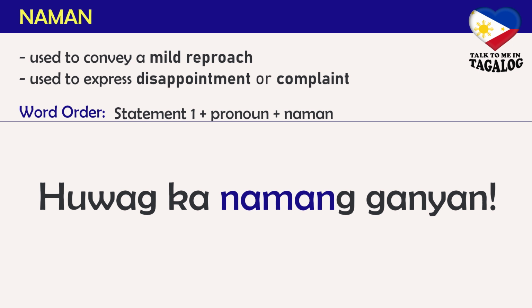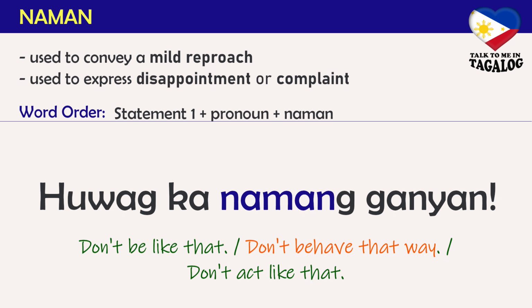Another example, huwag ka namang ganyan. Huwag ka namang ganyan. This sentence is open to different interpretations where the essence is your disapproval of someone's attitude or action. So it could mean, don't be like that, or don't behave that way, or don't act like that. Huwag ka namang ganyan.